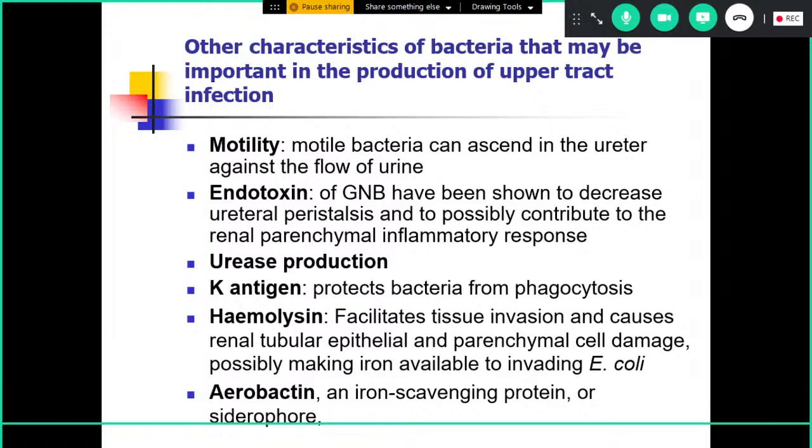The presence of K antigen protects bacteria from phagocytosis. Hemolysin facilitates tissue invasion and causes renal tubular epithelial and parenchymal cell damage, and possibly makes iron available to the E. coli. And aerobactin, as such, is an iron scavenging protein, or siderophore, that is able to take iron from the host for its own growth.